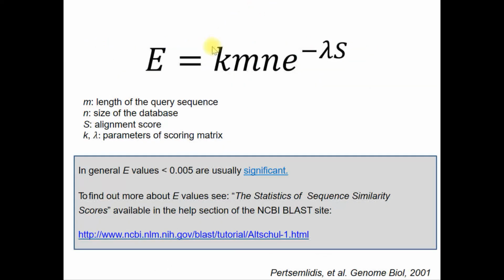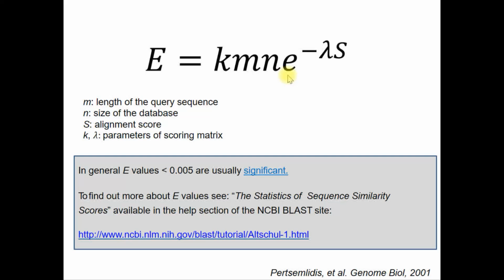E-value is calculated using this formula. This formula was derived by mathematicians Samuel Karlin and Stephen Altschul. M is the length of the query sequence. E-value is proportional to the length of the query sequence. This is because BLAST is a local alignment and does not require a full-length match. N is the size of the database. E-value is also proportional to the size of the database. This is easy to understand: the larger the database, the greater the chance of random matching.